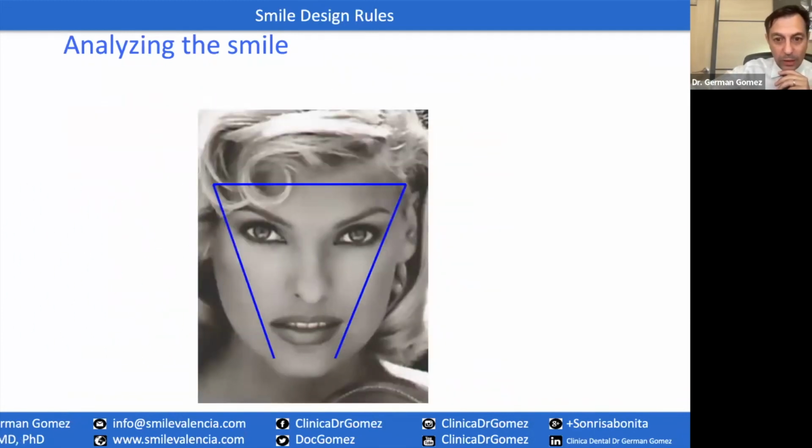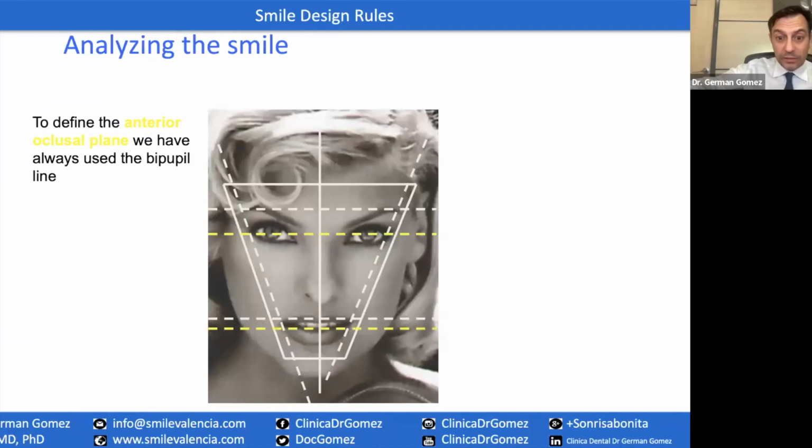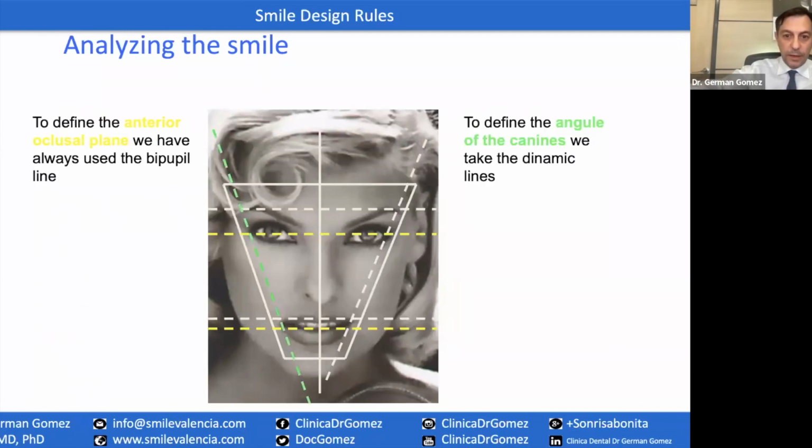What else can we say? Well, we can say that if a patient smiles nicely, the corners of the lips, according to the corners of the eyes, make a trapezium. Okay, and we need to see if everything is symmetric in the face. If it is not symmetric in the face, and we make it very symmetric in the mouth, maybe there is a distortion, a small distortion. Maybe we have to adapt a little bit to the face. Okay, later.